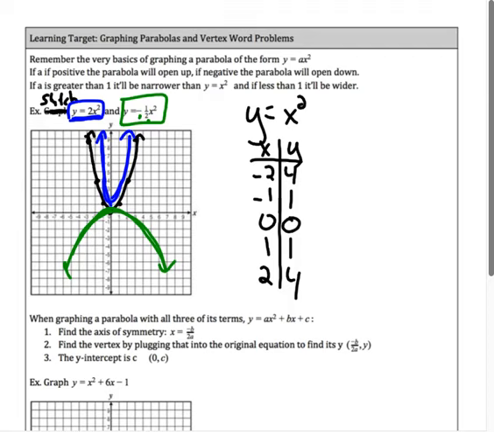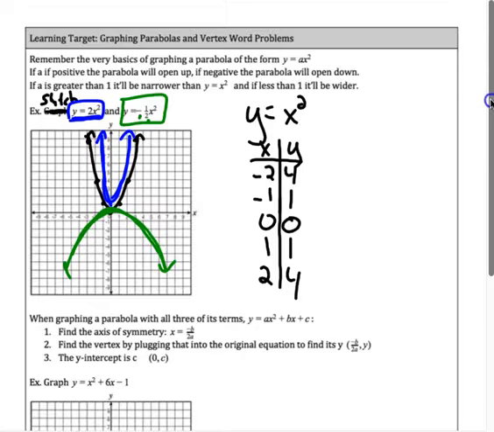Positive means up, negative means down, and then a whole number, a big number, means it's going to go up faster. It's going to be narrower. A fraction or something less than 1 means that it's going to be a little bit wider. So again, that was the very basics we started graphing with.